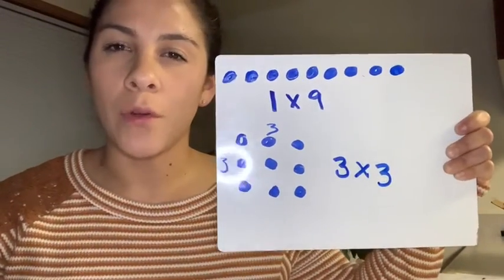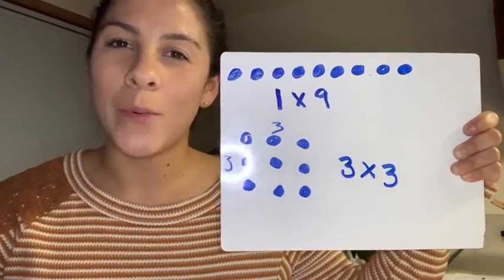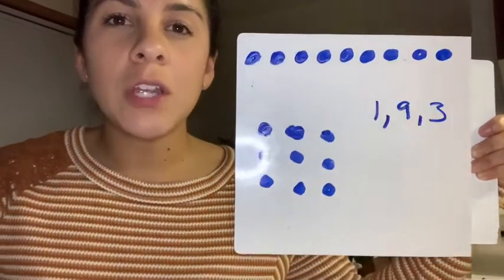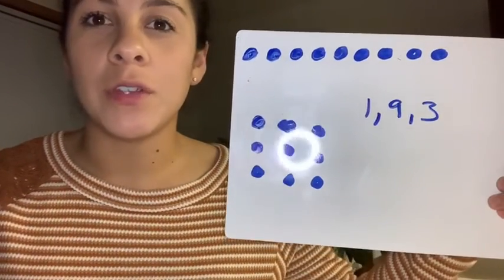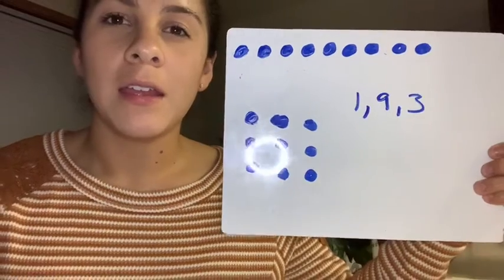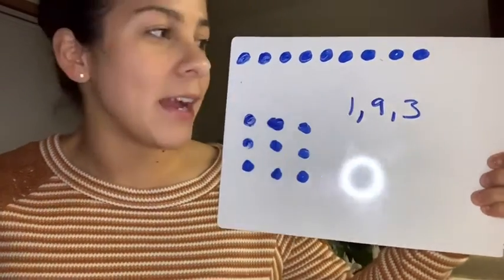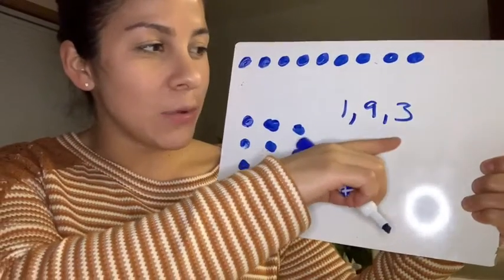Could you do it with 4 rows? Try it on your whiteboard. So we couldn't use 4 rows or 5 rows to create an array of 9. So that means the factors of 9 are 1, 9, and 3.